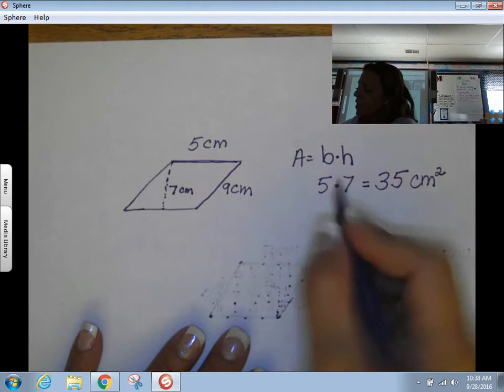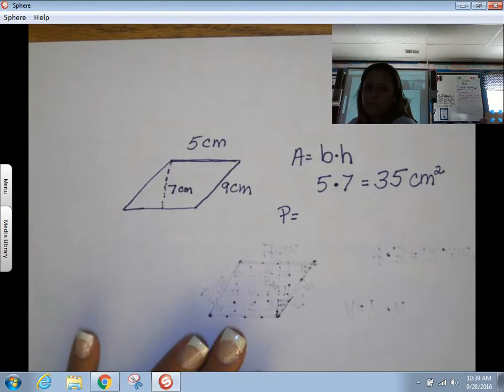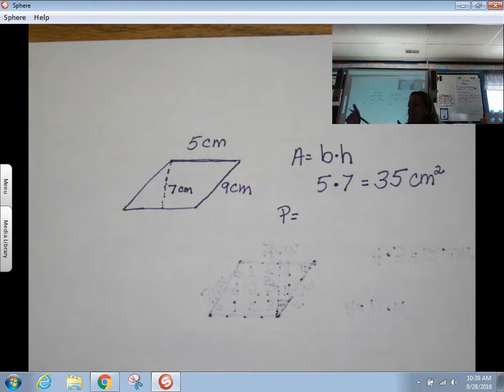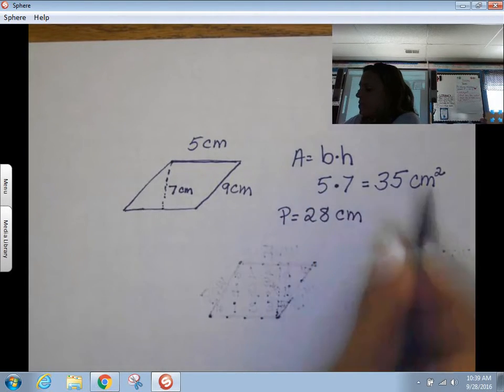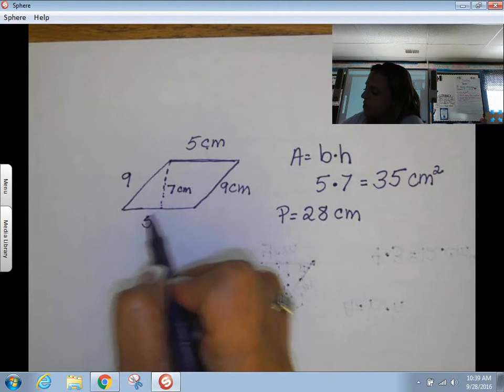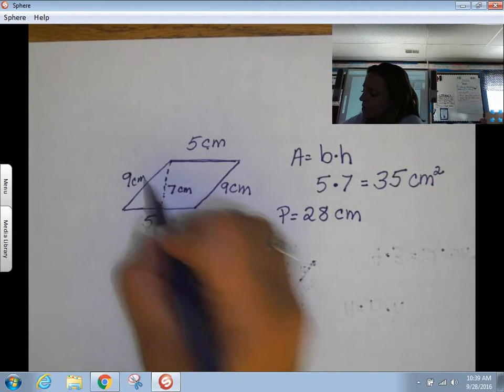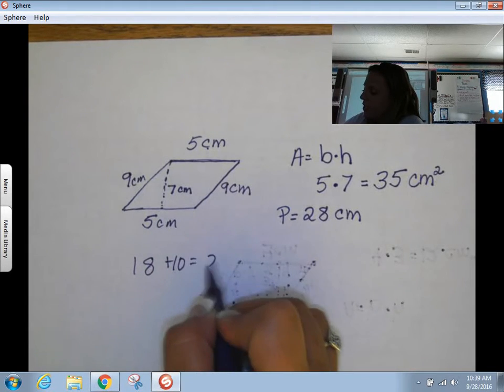Just for the fun of it, what is the perimeter? Remember, perimeter is the length around. What is the perimeter, Tatum? Is it 28? Yes, how did you get 28? Well, I did 9 plus 9, which is 18, plus 5 plus 5, which would be 10, so 18 and 10, 28. Very good.